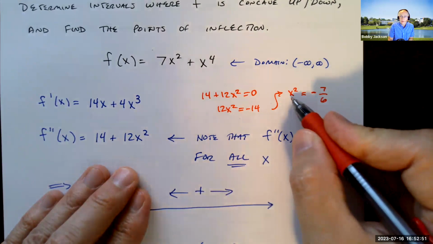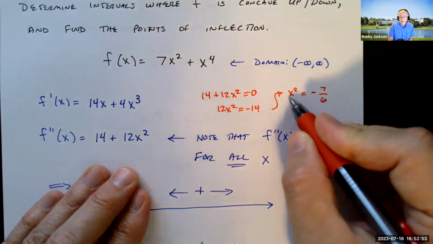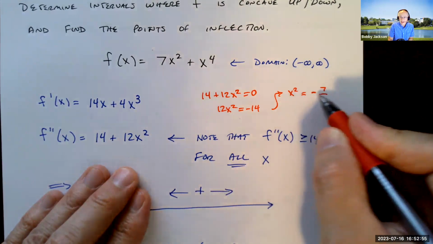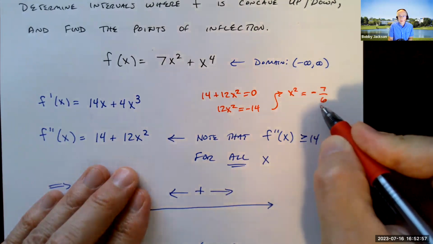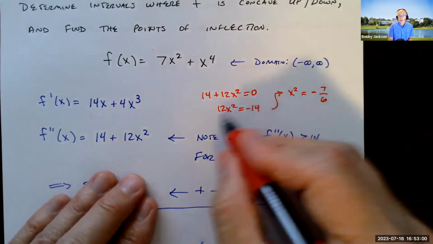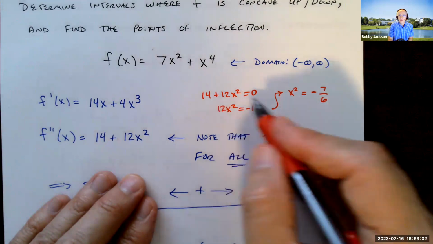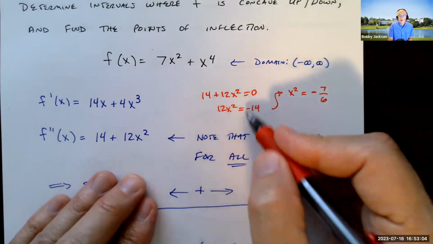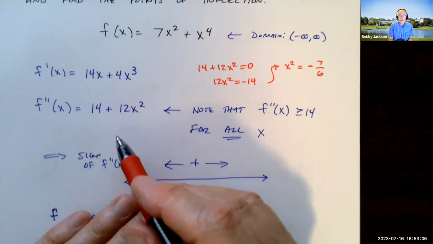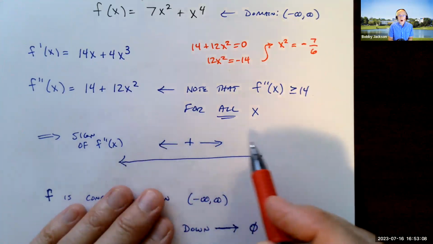But now if you say, well, let me just take the square root of both sides, you've got a problem, right? The square root of negative 7/6 is not a real number. So there's no solution in the real numbers for this equation. Bottom line, our second derivative is positive for all values of x.